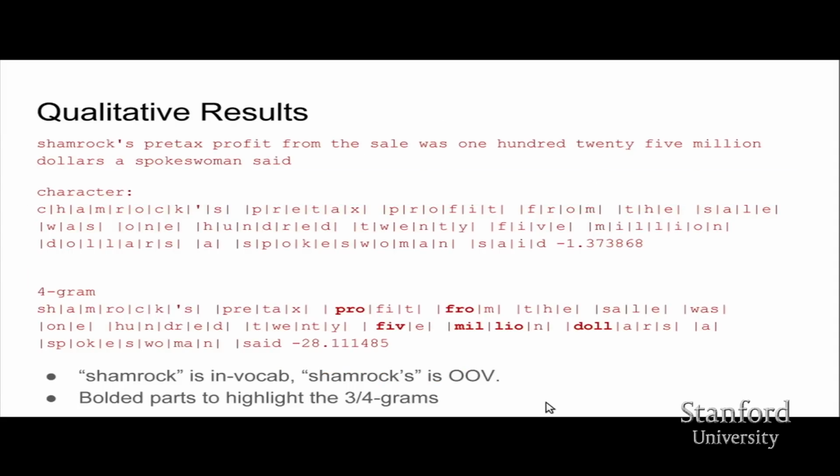To show you an example, the actual text is: Shamrock's pre-tax profit from the sale was $125 million, a spokeswoman said. The character model produces Shamrock as CHAMROCK. The n-gram model will take the SH sound straight up as SH, which is nice, and then does a lot of these things with single characters. But you can see common bigrams and trigrams being used as a result of this.